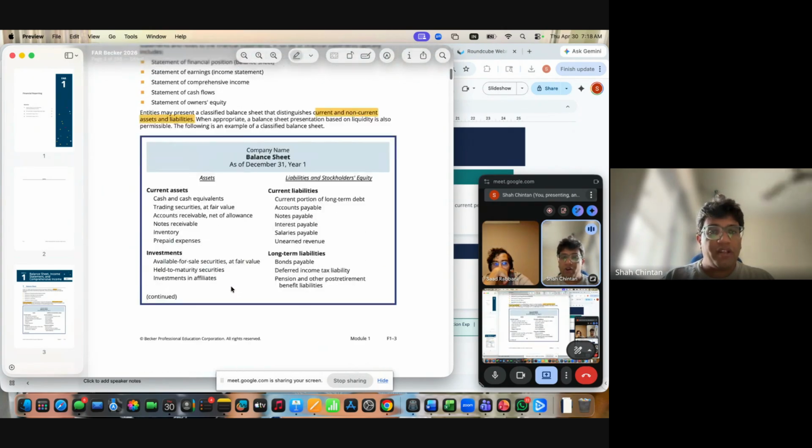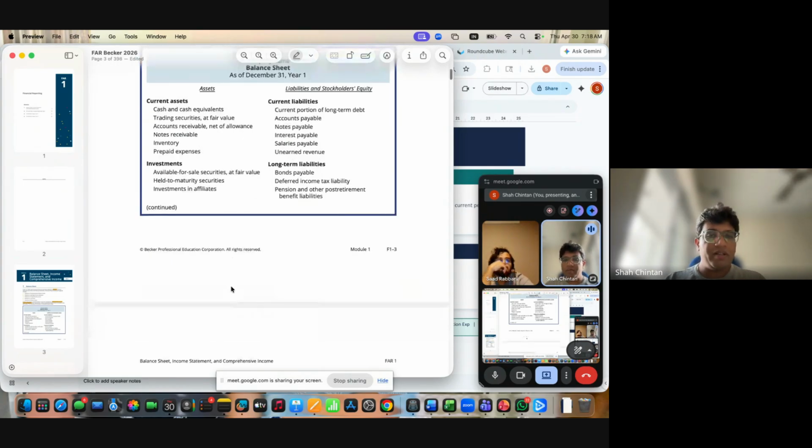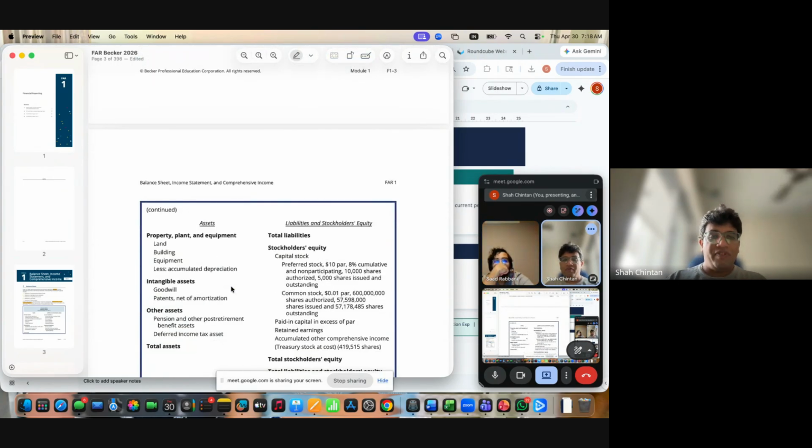Following the format we just saw, in assets you have current assets, where you can have multiple items, investments, current liabilities, long-term liabilities, fixed assets, intangible assets, and other assets. All these are non-current assets.